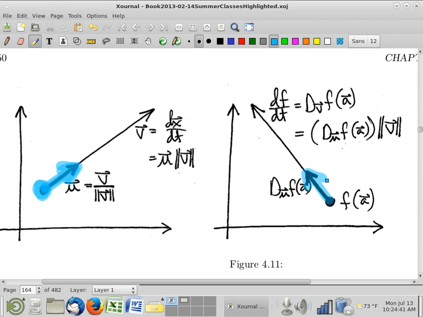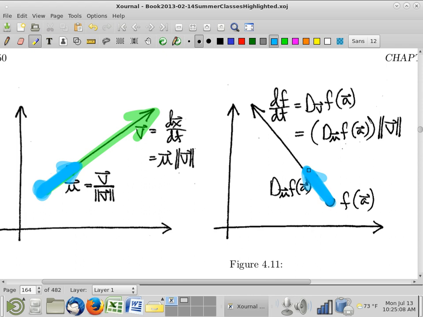Now, is this the answer I'm looking for? No. The whole point is that, given that input velocity, I want to know the corresponding output velocity, and I haven't computed that. I've scaled down the input velocity vector, and correspondingly, a scaled down output velocity.